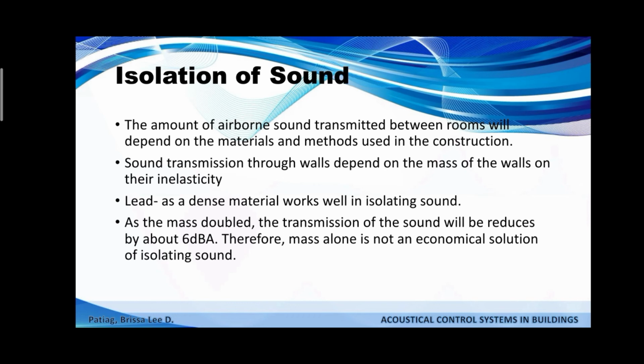So, depende pala yung soundproofing ng kwarto sa mass ng isang bagay, ng isang wall from one room to another. So, kadalasan ginagamit nating material sa soundproofing is lead dahil maganda siya for isolating sound. Massive thick walls provide excellent sound barriers, but economically there is a point of diminishing returns. So, hindi porket kapal yung walls mo, ibig sabihin soundproof na yung kwarto. As the mass is doubled, the transmission of sound will be reduced by 6 dBA. Therefore, mass alone is not an economical solution for isolating sound.